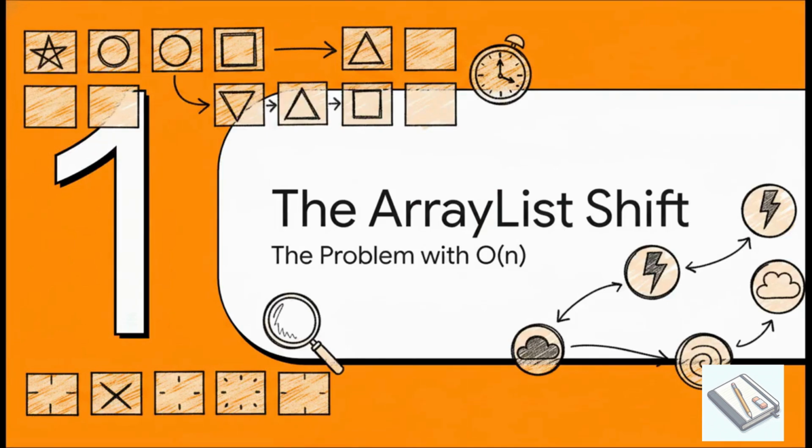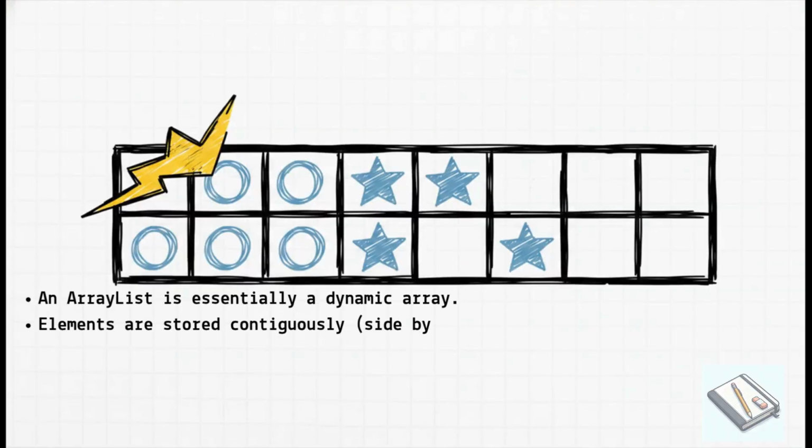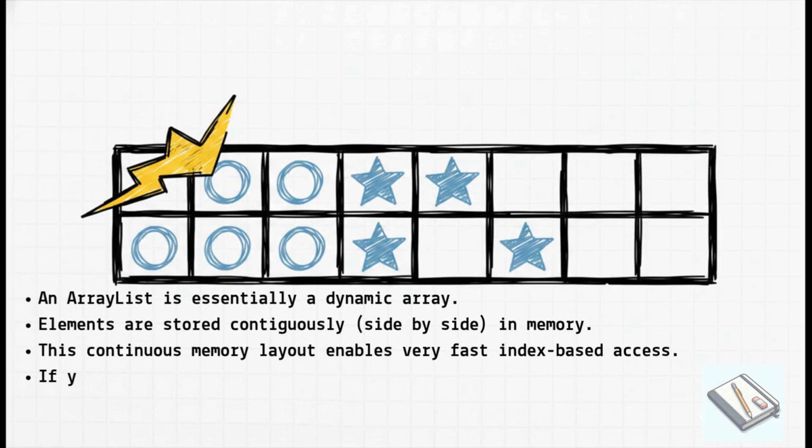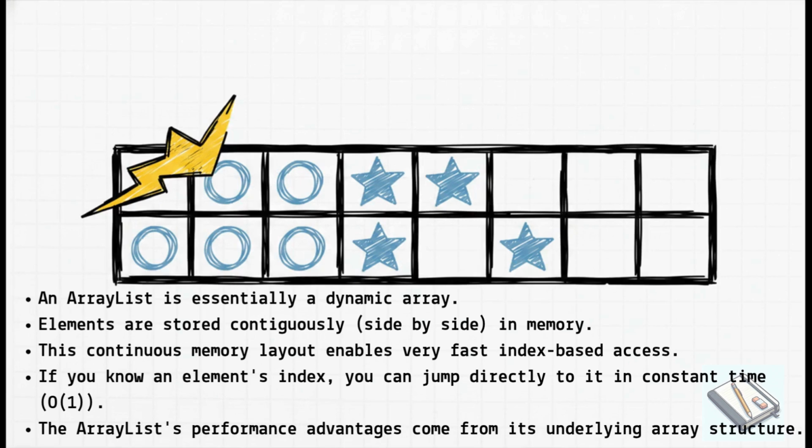Okay, so to really get why LinkedList is such a big deal, we first need to talk about its much more common cousin, the ArrayList, and the fundamental problem it has. The thing to remember about an ArrayList is that, at its heart, it's just a fancy array. It keeps all of its elements neatly lined up, side by side in one big, continuous block of memory. And this structure is what makes it super fast to jump to any element if you know its index.